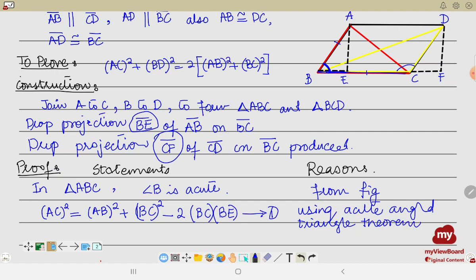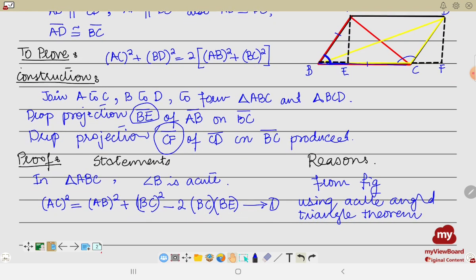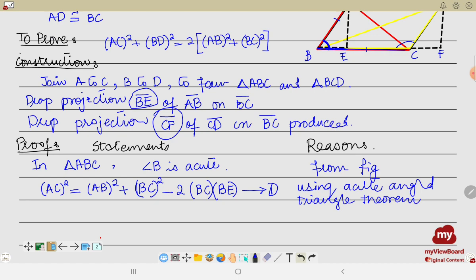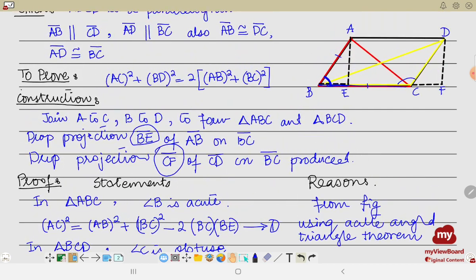Now we are going to apply the first theorem on this second triangle. In triangle, which triangle is going to be? It will be BCD, and if you see, angle C is obtuse, right? Angle C is obtuse. So what the theorem says, let's recall the theorem. The side opposite to obtuse angle. Now I am considering the yellow triangle. If this is the obtuse angle, the angle C, then BD is the side opposite to it.